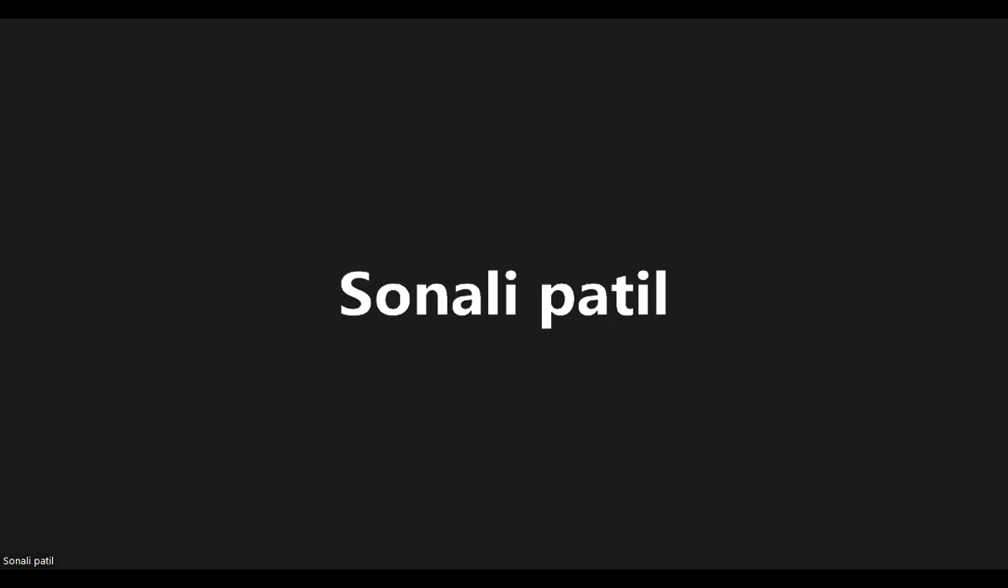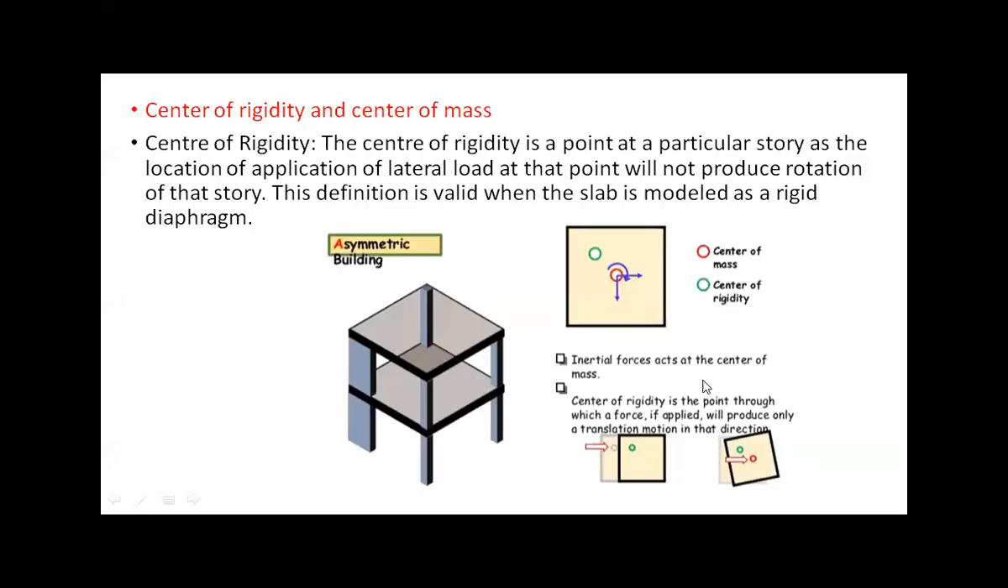Wait for 1 minute. Is the slide visible to you, Gauri, Suhas? Yes, ma'am.